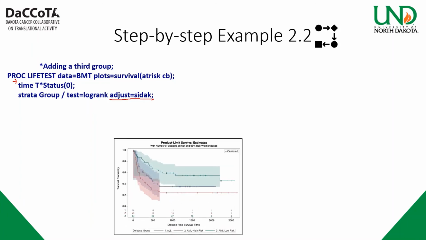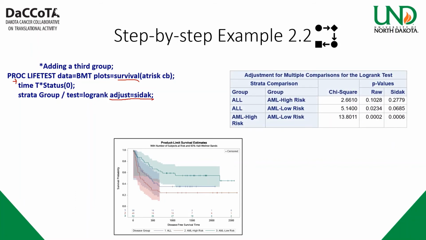So here's the survival plot. We can see here that ALL is sort of in the middle, low risk is above, and high risk is below. We can do adjustments for multiple comparisons. First of all, the high and low risk comparison is again significant. And then the ALL versus low risk: with the raw p-value, it's significant, but after doing the adjustment, it's no longer significant. And between the high risk and ALL, that was insignificant no matter what you did. So what we can say here is that high and low risk are significantly different, but they're not different from the ALL group.